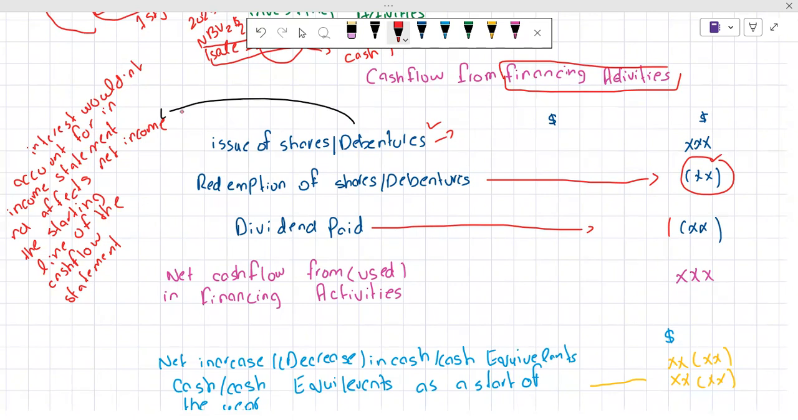Okay, so there is a myth that students mostly get confused about, that the interest which we are paying on our debentures would also be a part of the financing activity, but it is not the case.